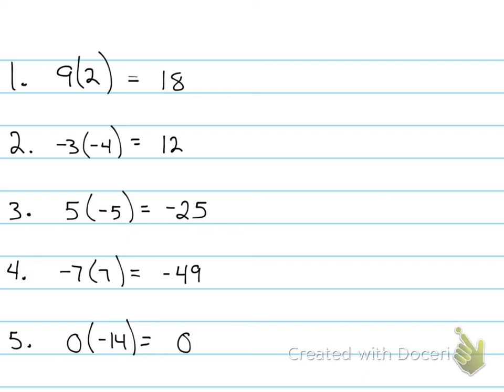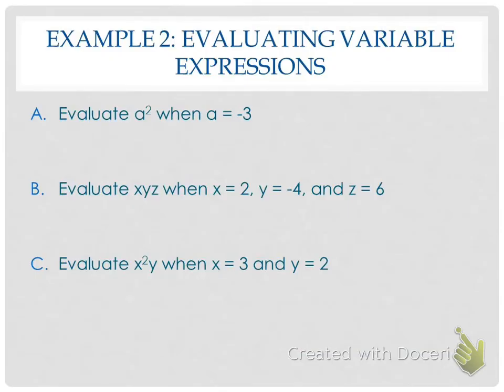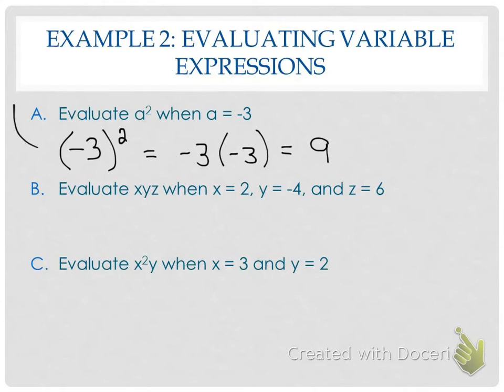All right, so now in example 2, now I'm just evaluating these with variable expressions, okay? So a squared when a equals negative 3. It's important that you put negative 3 in parentheses because the parentheses mean that you're multiplying negative 3 times itself. That's important in the sign for your answer because negative 3 times negative 3, how many negatives is that? 2. So is my answer positive or negative? Positive 9. So make sure when you're evaluating and substituting that you put it in parentheses.